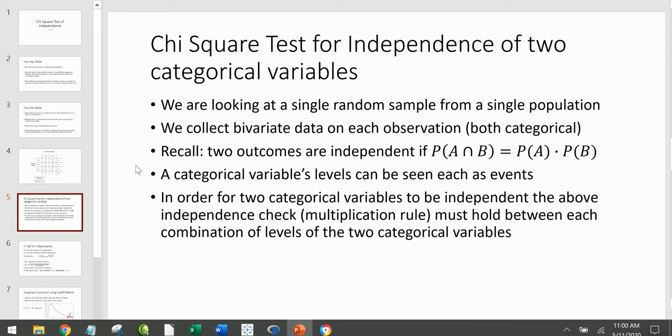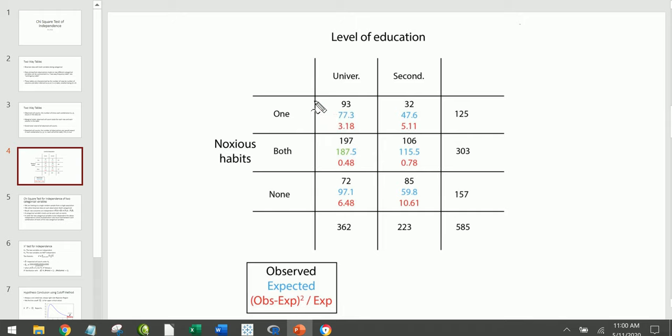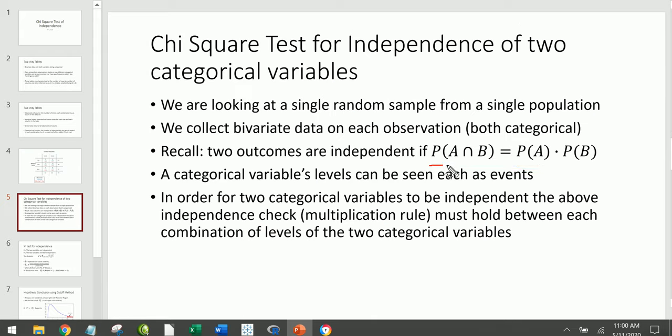So we just looked at this example where we had a three by two table, so we have six cells. Each of these cells represents an intersection between the events of the two variables that we're studying. So each of these cells would have to pass that independence test that we learned. And I'm underlining again, in order for us to say that the two variables are independent.